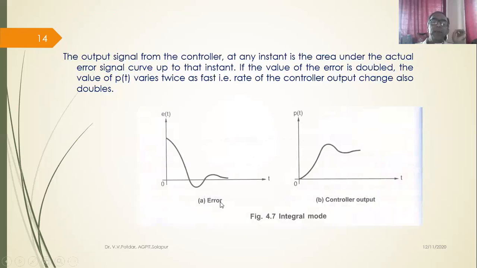So these are the graphs of integral mode. Over a period of time, as the error decreases, accordingly the controller output increases, right? Integrating this error, it is generating the control action. So the response is a bit sluggish. It takes a lot of time to get to the desired output, right?